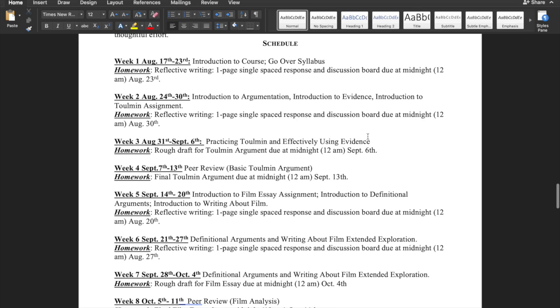Right here, you'll see a schedule. Please be aware that this is subject to change. The way I've designed the schedule is this first part right here. So for example, we're on week 1, which describes what we will be doing. So for now, we're having an introduction to the course and going over the syllabus. You will notice there is homework each time. The homework every single time will be due right before the start of the next class.